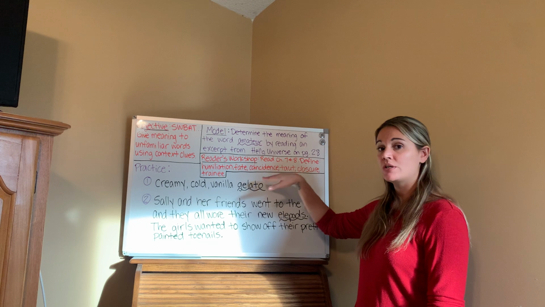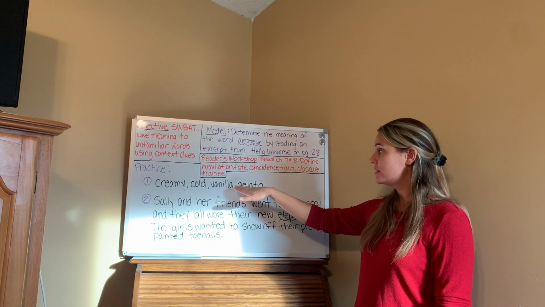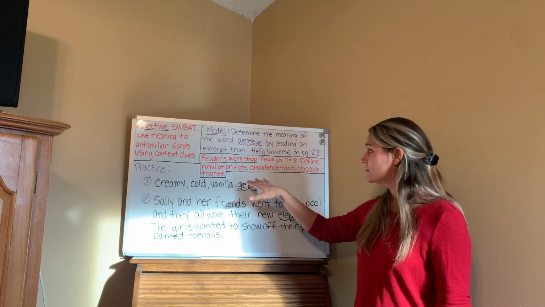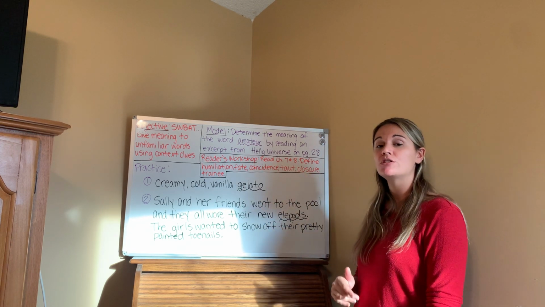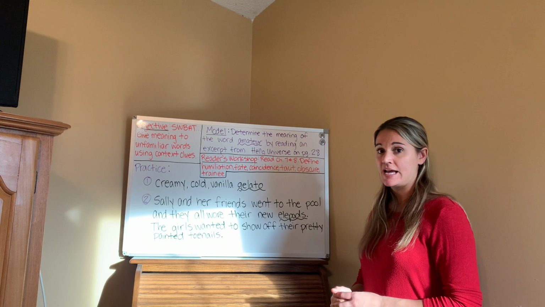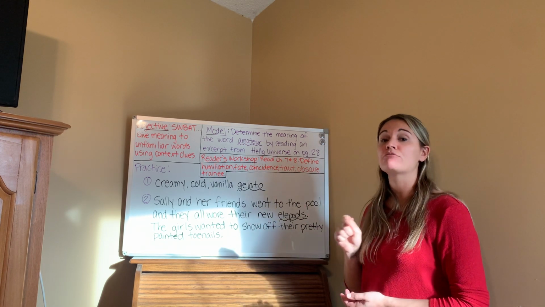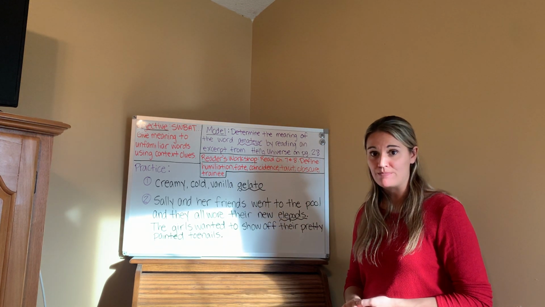So you're going to write all those words down in your reader's notebook. Find a comfy spot in the room to read chapter 7 and 8. And as you come across these words, you're going to use the strategies that we've learned today to figure out the meaning and record the meaning in your Reader's Workshop journal.